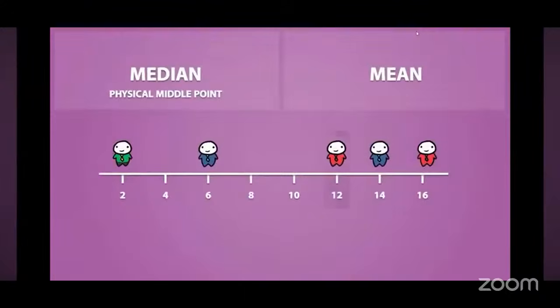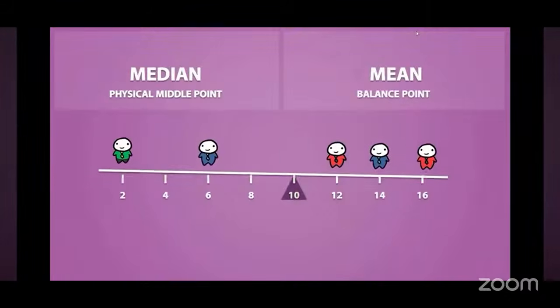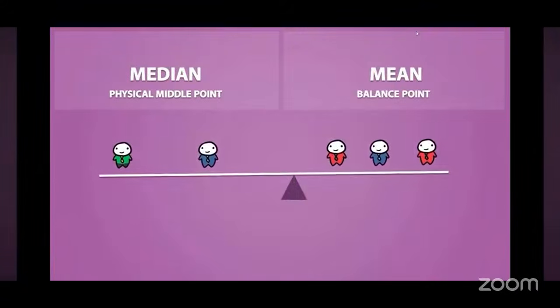Let's quickly compare the median and the mean. Both of these are measures of center, but they measure center in a different way. The median refers to the physical middle point, so for this data set, the median would be equal to 12. Now the mean can be thought of as the balance point. If you calculate the mean for this data set, you would get a value of 10. If these people were of equal weights, this is the position in which a seesaw would be balanced.